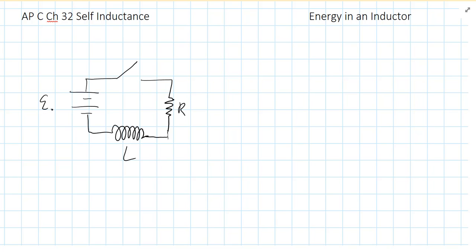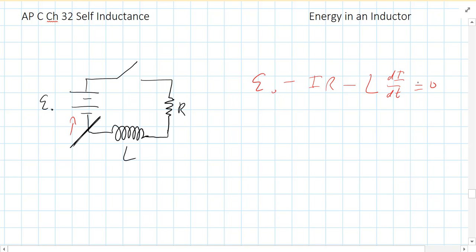Okay, but first I'm going to start with Kirchhoff's loop rule. So I'm going to start here. I'm going to work my way clockwise. And we know that for voltage, first we hit the battery, which is just E naught. Then we go through the resistor, so minus IR, and then minus L di dt equals 0. So that's our three voltages that add up to 0.